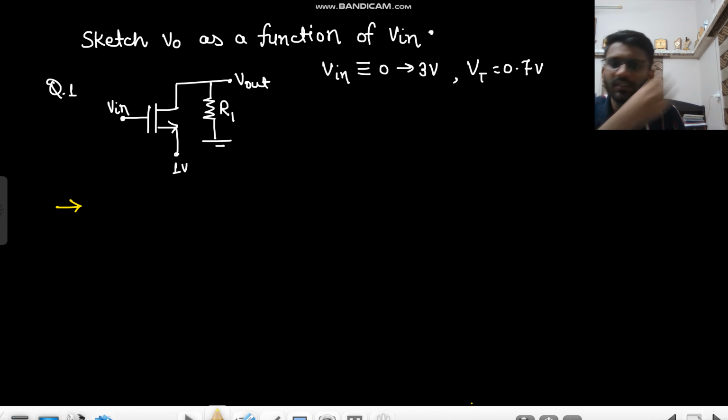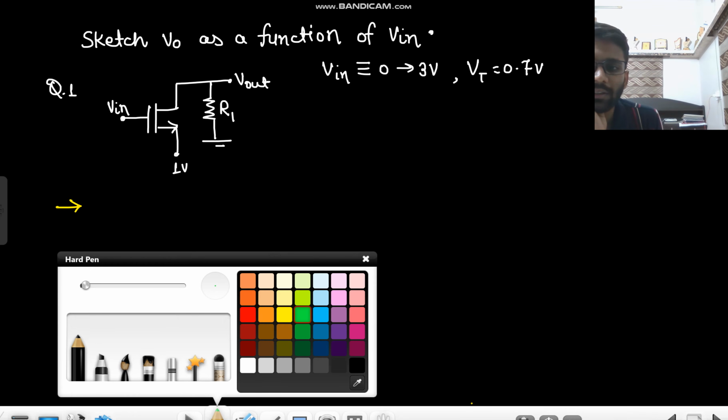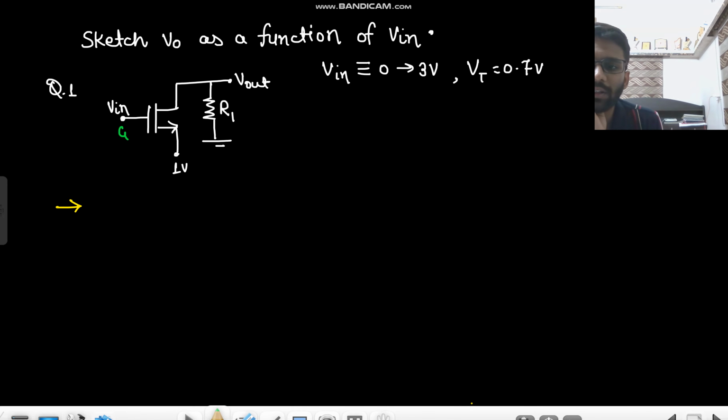Hello everyone. Now we will see this question where you have to plot V0 versus V in. Okay, so the transfer characteristic you need to plot V0 versus V in. Okay, so your V in is varying from 0 to 3 volt and VT you can take 0.7. So just try to analyze the circuit in that way only. So let us assume like this is drain, this is gate and this is source, that you know.